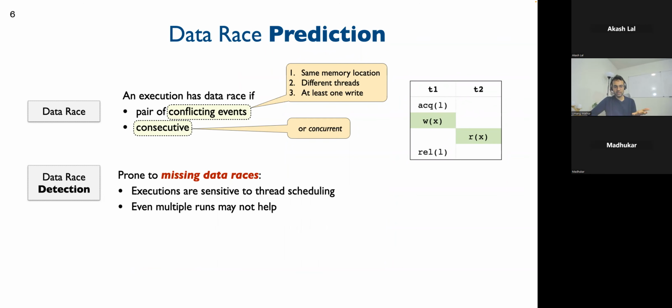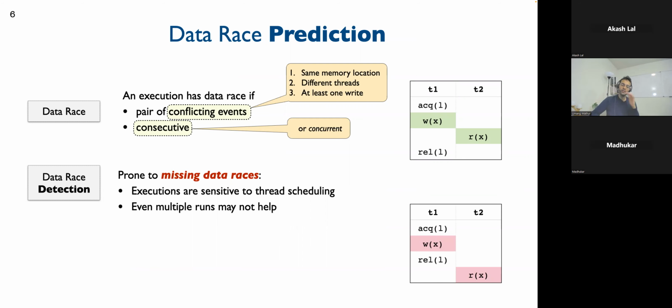So let's look at some example. Maybe let's look at this execution on the bottom right. As you can see, this is a very similar execution as the top right. But this one, unfortunately, does not have the conflicting events next to each other. So if I go by the definition of data race, I would say that this is not a data race. So this algorithm will not work.